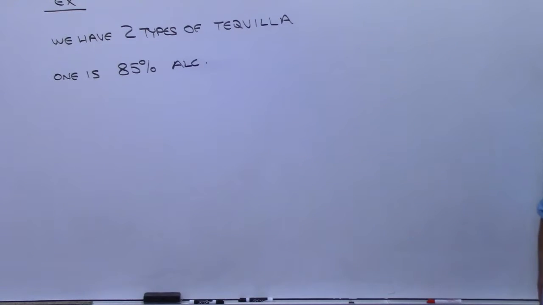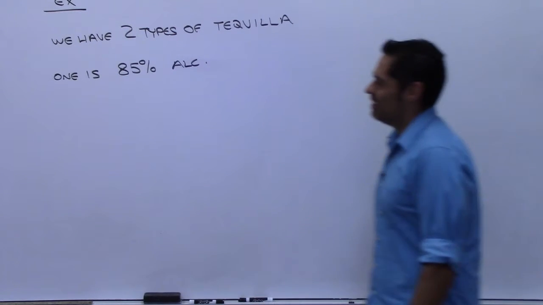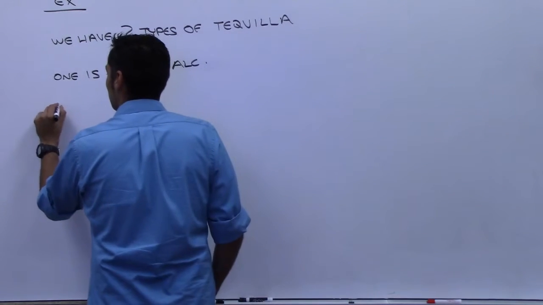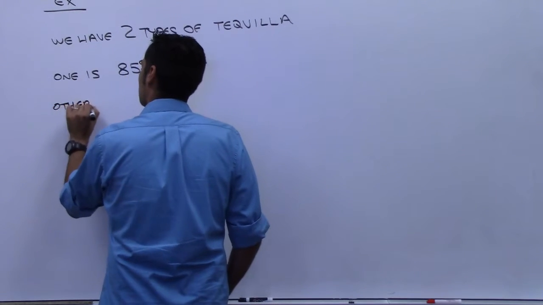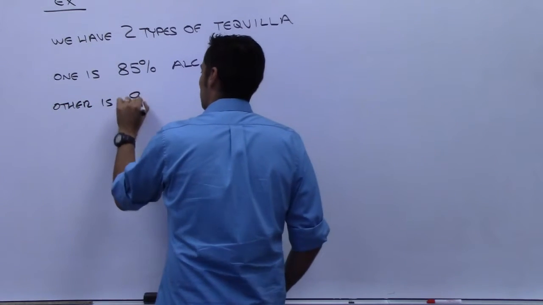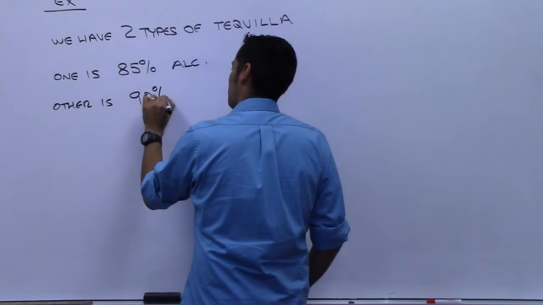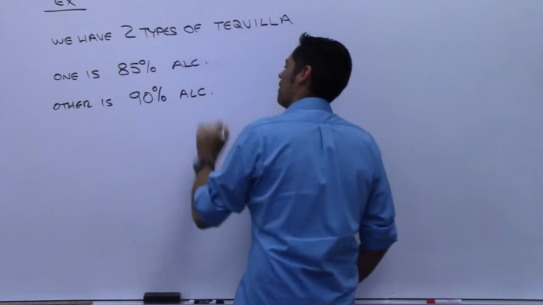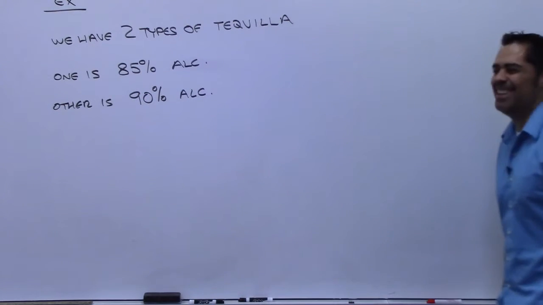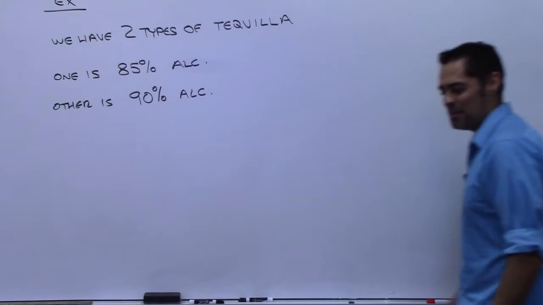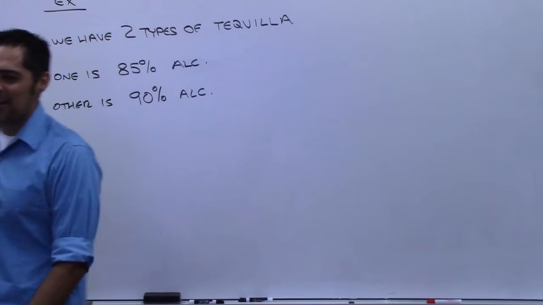It's got tequila, we know. One is 85%. The other is 90%. I want that 90. Which one were you drunk enough to cut off your thumbs? How much do you need to drink before you start cutting fingers off for extra credit?